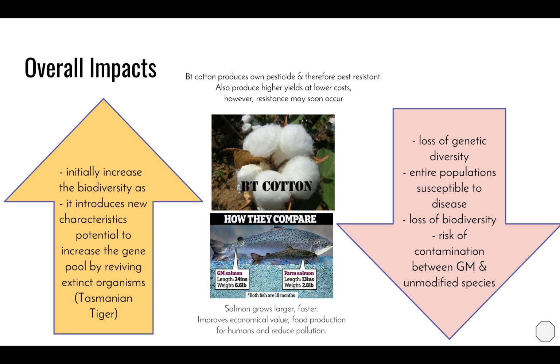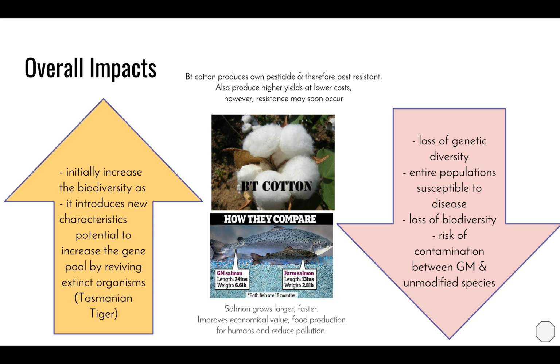So looking at the overall impacts, on the yellow arrow we've got our positives, where we initially increase biodiversity as it introduces new characteristics. Okay, there's a potential to increase the gene pool by reviving extinct organisms such as the Tasmanian tiger. Although this actually hasn't happened yet, it is a possibility with these new genetic technologies that they're looking at. Negatives include loss of genetic diversity, entire populations being susceptible to disease because of that loss of genetic diversity and lack of variation within the population, the lack of overall biodiversity. So if we have a lack of genetic diversity, organisms start to die off, then obviously we have a lack of overall biodiversity because we're losing individual species.